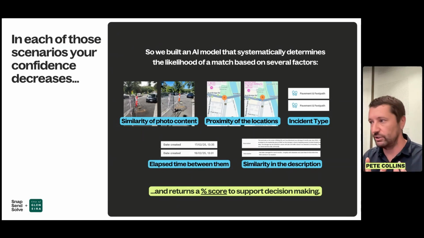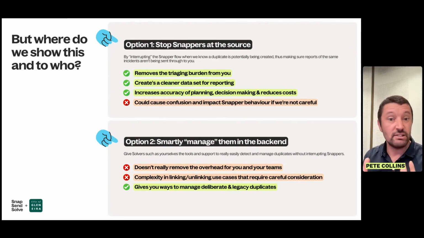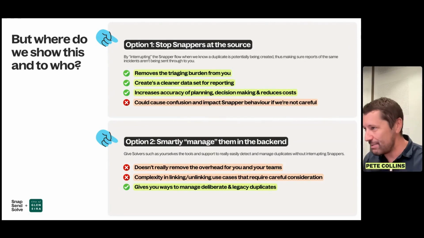So that's one part of the solution we looked at, which is to say, how do we build a model that helps us determine the likelihood of it being a duplicate? And then the other side of the problem that we looked at is to say, who should, I suppose, wear the burden, if you like, of triaging and understanding duplication and if it's occurring? And we really had 2 choices here to make. The first option was to make that part of the Snapper experience. At the point that a report is about to be created that might be a duplicate, we will interrupt that Snapper flow in a graceful, elegant way, but we will interrupt them nonetheless and let them know that they're about to potentially create a duplicate.